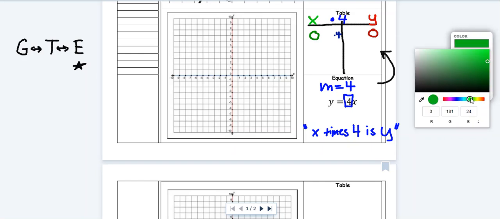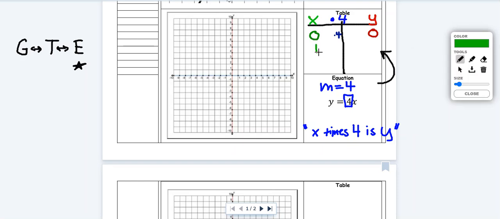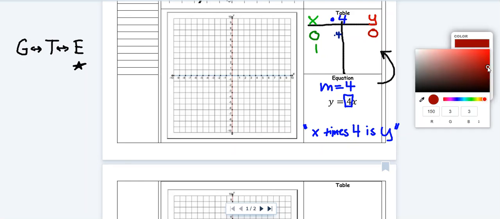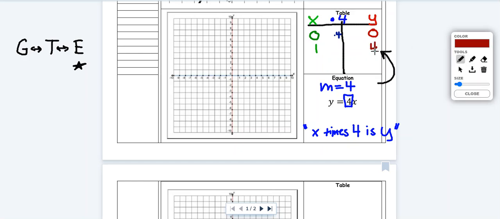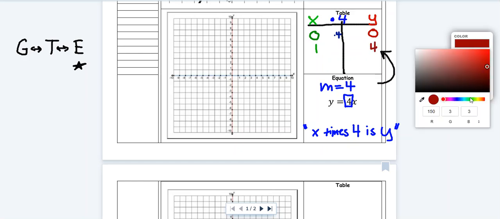Now let's try putting in another number. It doesn't matter what number I put in. Let's pick 1 because it's an easy one. I multiply it times our slope, times 4. If we put in a 1, we get out a 4. Easy peasy. As long as you have 2 points, you're ready to graph, but it's better to have more than 2 points.